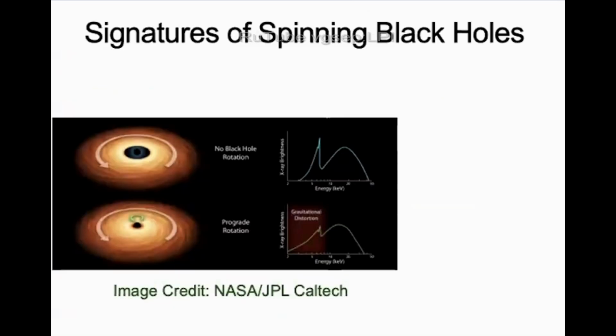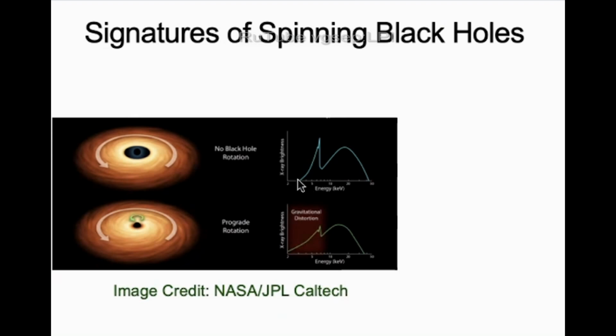So now we also know that if black holes are rotating, then the accretion disk can reach further down to the black hole. And this enhances the relativistic signatures in spectra. So you can see this in the upper panel. Here the black hole is not rotating. Here you have a rotating black hole. And obviously this changes the whole spectrum.